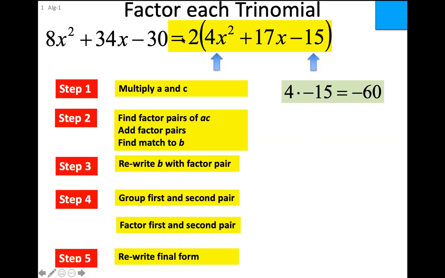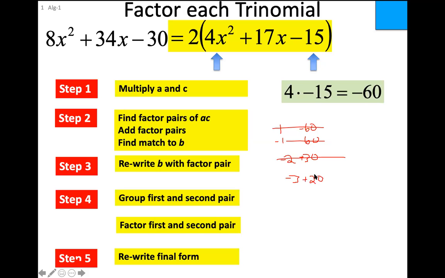So to get to positive 17, I consider every possibility. 1 times negative 60, or negative 1 times positive 60. If I add those, no way in heck do I get to a 17. So that didn't work out. How about 2? 2 times negative 30 would be negative 60. Add those, we don't get to 17, nor if the 2 were negative and the 30 were positive. That didn't work either. 3 goes into 60. 3 times 20, and I think you can see that we're going to get to a 17. We want to get to a positive 17, so the 20 is positive and the 3 is negative.